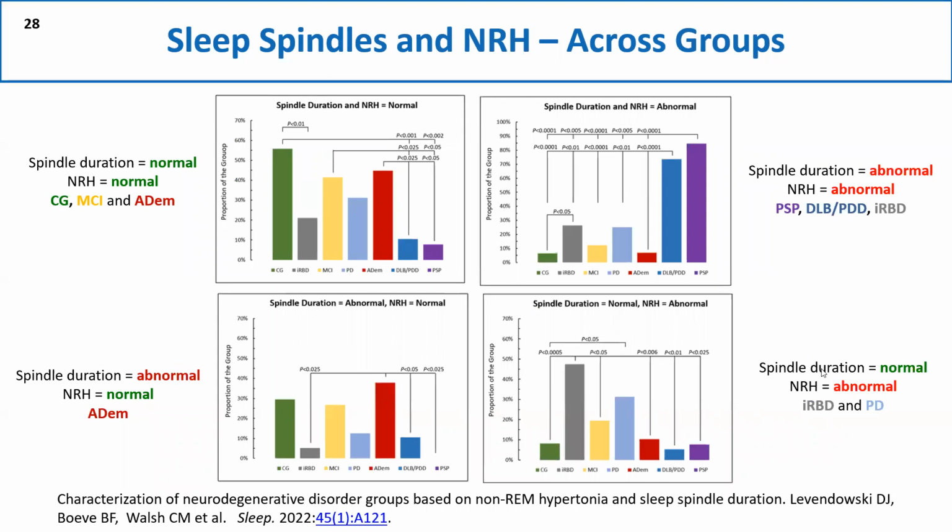And finally, if we look at normal spindle duration and abnormal non-REM hypertonia, this is primarily the RBD group. But we do believe that here is the PD category, and we believe that because we only have 16 cases so far, this will also become significant as compared to the control group as we increase our sample size.